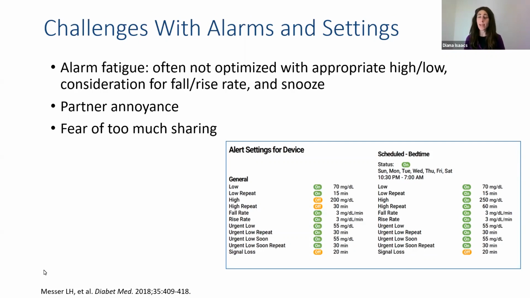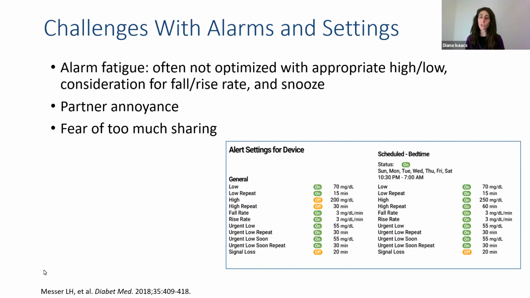Do they want to know at 70? Maybe they want to know even sooner. Some people want to know at 80 or 90 if they're going low. Same thing for that high alert. Some people want to know right at 200, versus others who would let it ride to 300, and some even turn it off because it is just too much.